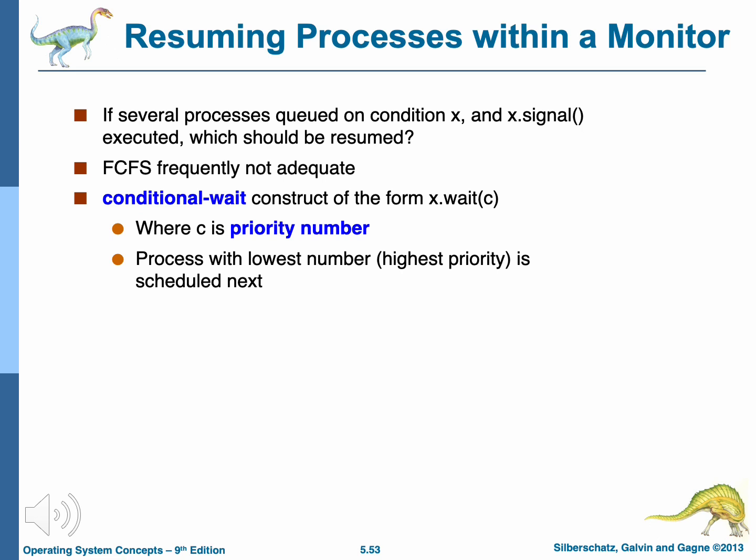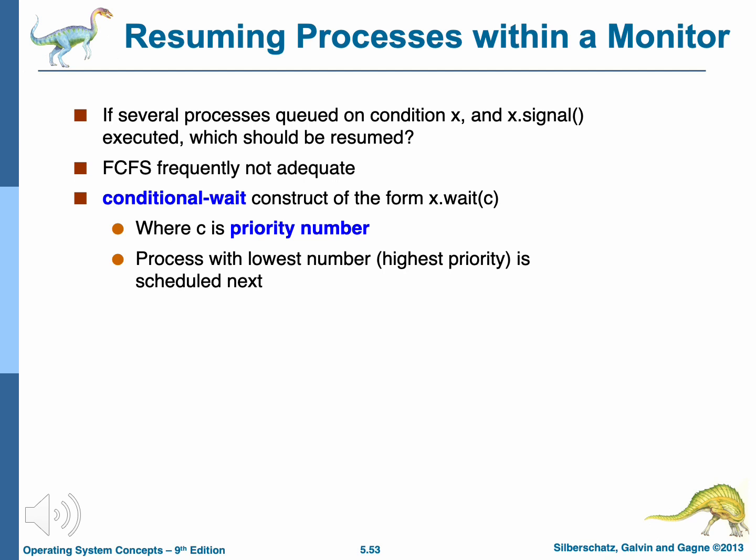Resuming processes within a monitor. We turn now to the subject of process resumption order within a monitor. If several processes are suspended on condition x and an x.signal operation is executed by some process, then how do we determine which of the suspended processes should be resumed next? One simple solution is to use a first-come, first-served (FCFS) ordering, so that the process that has been waiting the longest is resumed first.